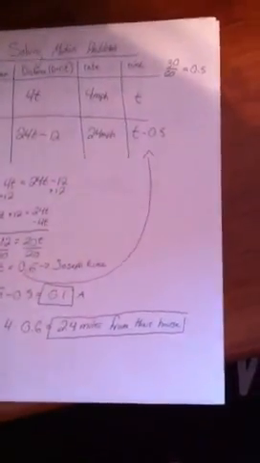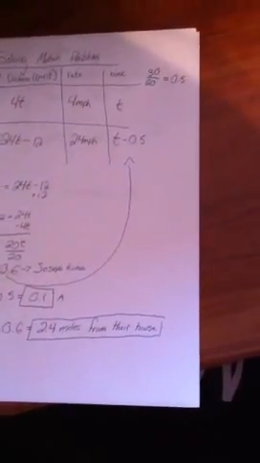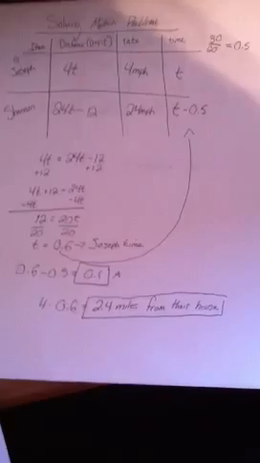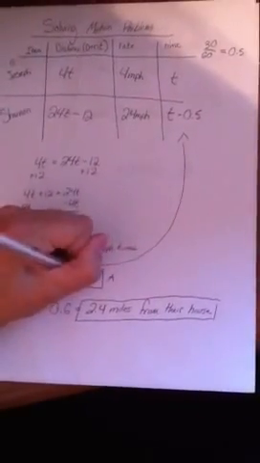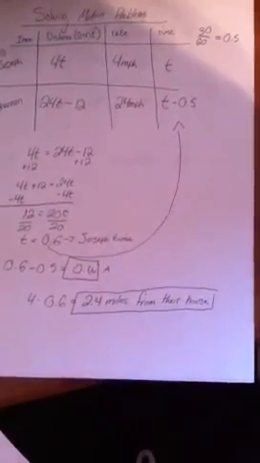And those are your two answers. A is how long did it take Shannon to catch up to Joseph, which is 0.1 hours. And B, how far away are they from their house? 2.4 miles.